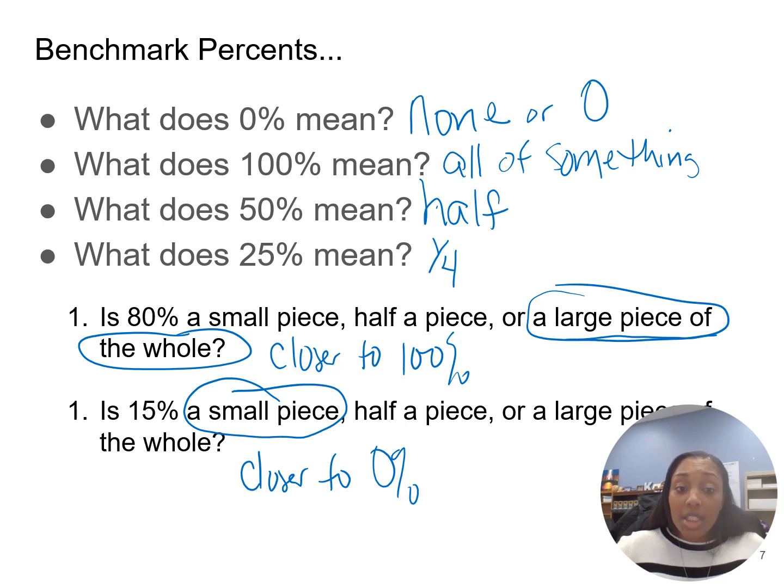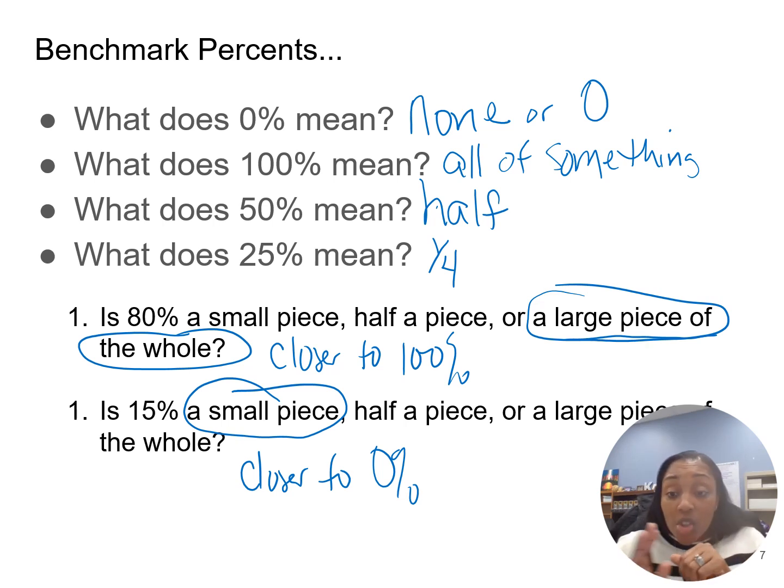So remember, a percentage is a portion, a part, a piece of something. And we're either going to get a big piece of it, half of it, or a small piece. And we're looking to see how close we are to 0. If we're around 50, that would be half.